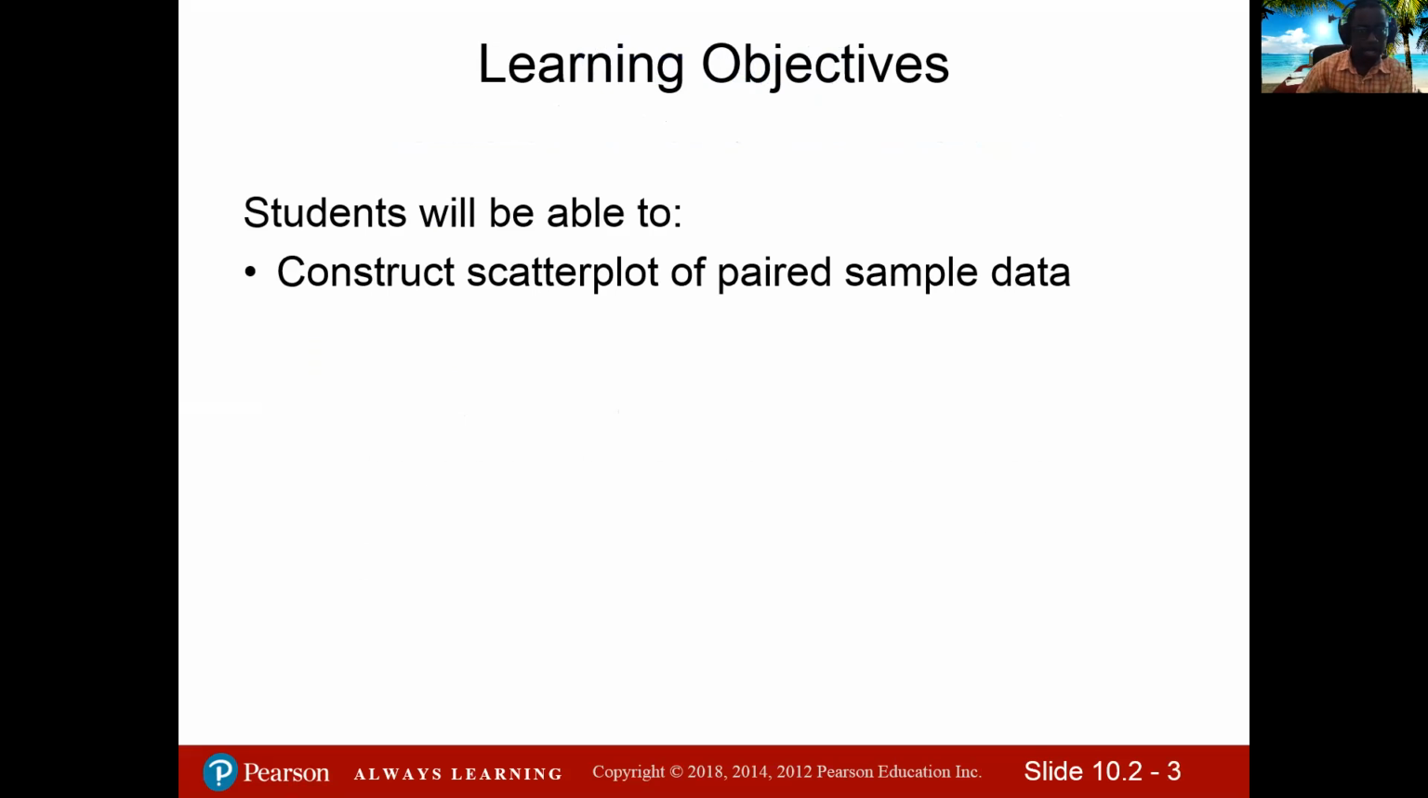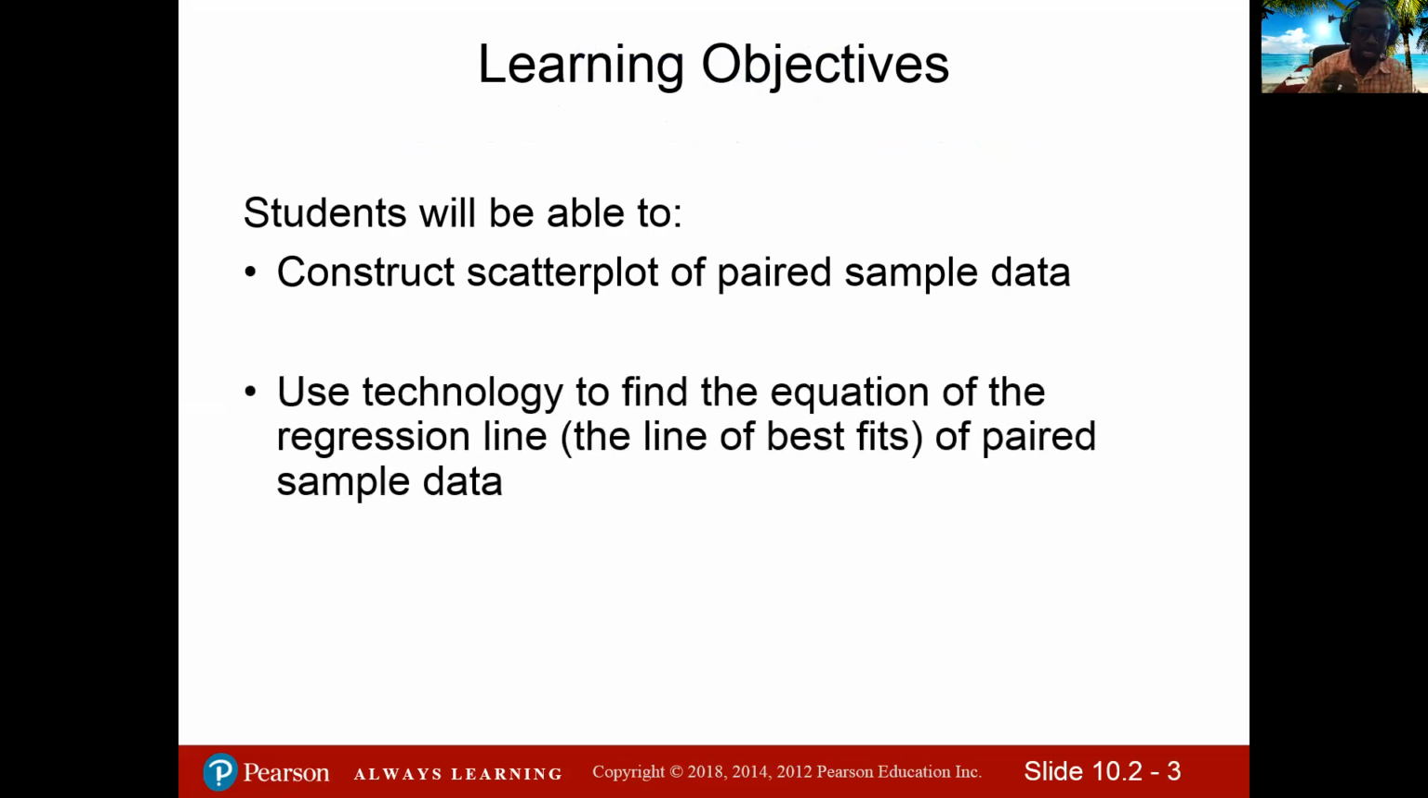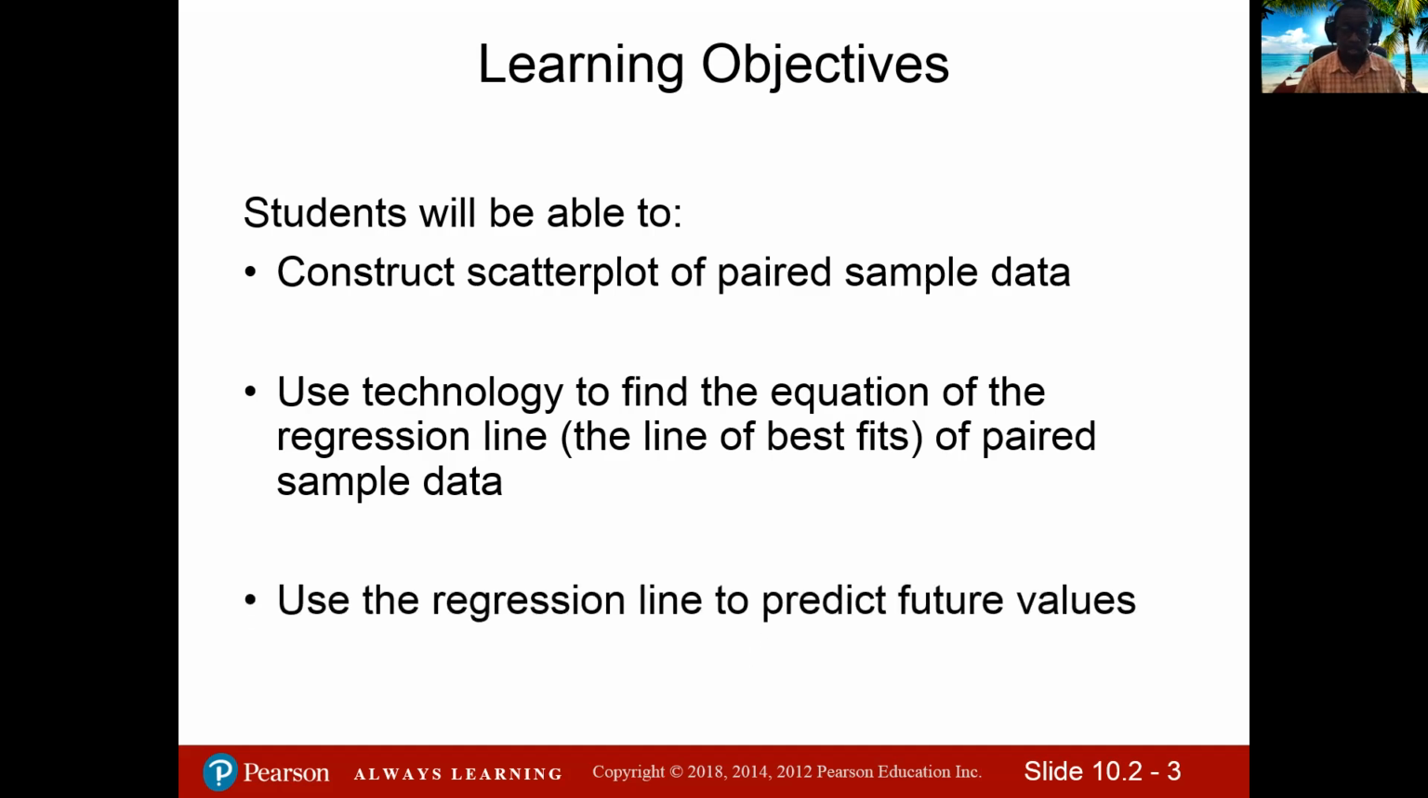And use technology to find the equation of the regression line, or what we call the line of best fit. Then we can test a hypothesis and decide whether the model that you get is a good model or a bad model. If it's a good model, how do you use that equation to predict future values?